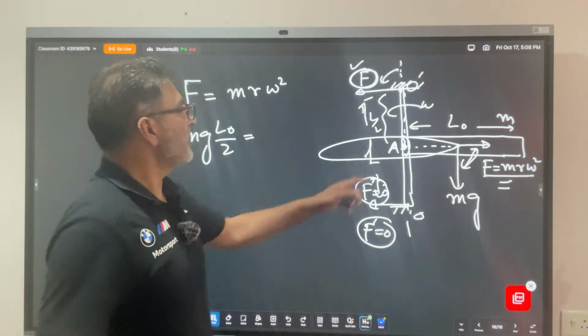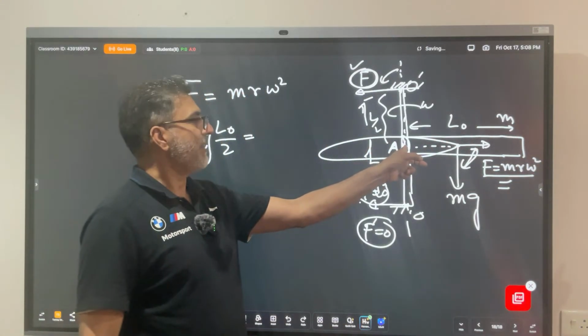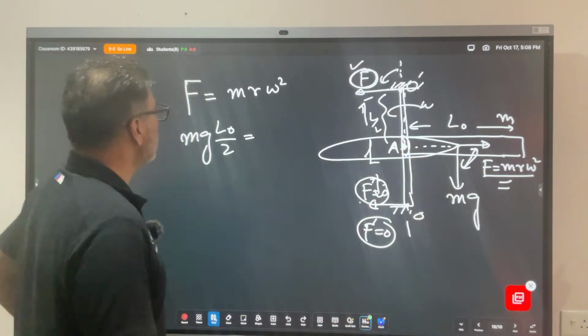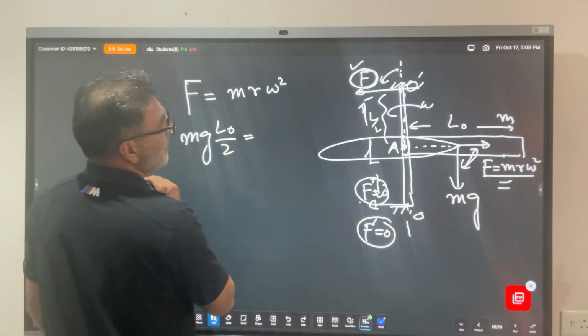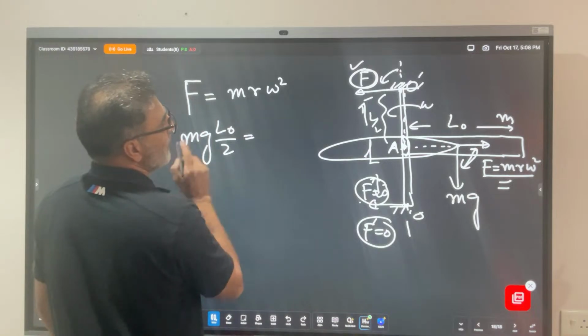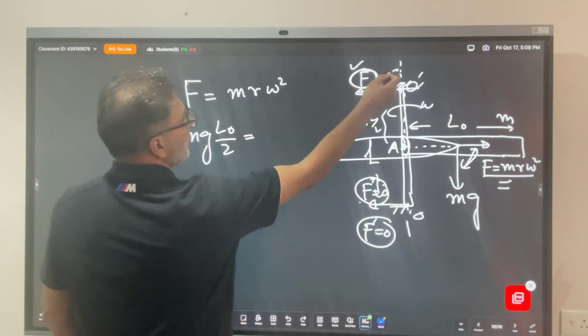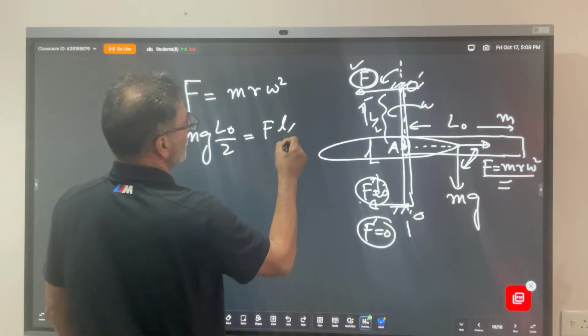Because there should be no torque about this point A, I will balance the two torques: mg L0 by 2, and this torque is balanced by the torque of this force, that is F L by 2.